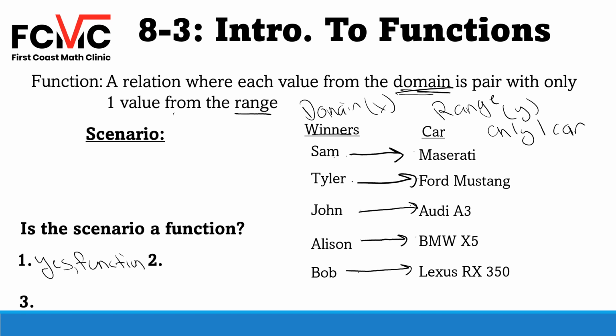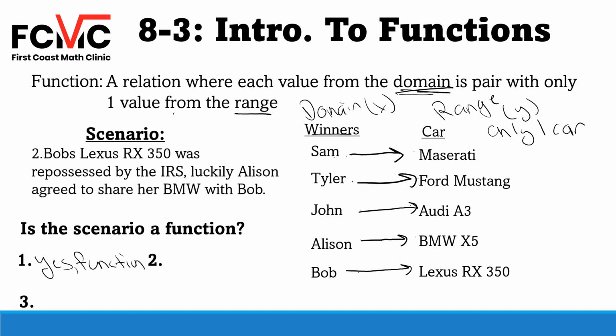All right, so scenario 2, the situation changes a little bit. Bob's Lexus was repossessed by the IRS. Luckily, Allison agreed to share her BMW with Bob. So that Lexus is gone. So we can change this relation a little bit. Bob doesn't have the Lexus anymore, but luckily Allison is sharing her BMW with Bob. So we can redo this mapping rule now.